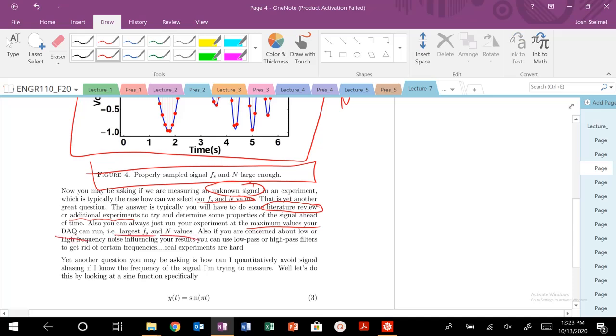And if you're concerned there's some high frequency noise or low frequency noise, you can build in some low pass or high pass filters. But maybe some of these are frequencies that you really want to work with. The point is, real experiments are very hard. So this is a real issue and a real problem.